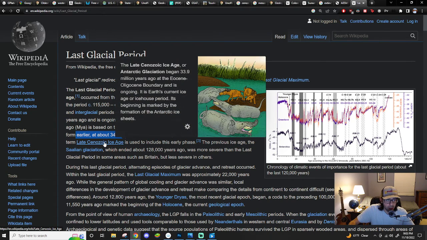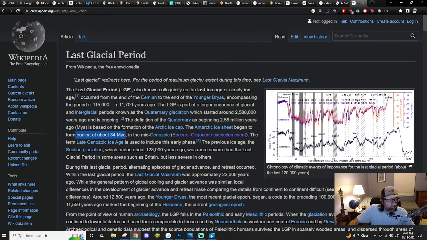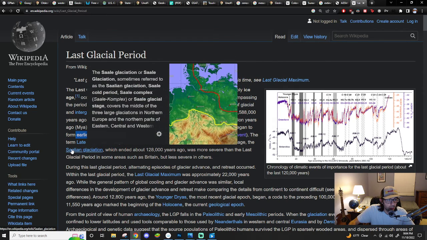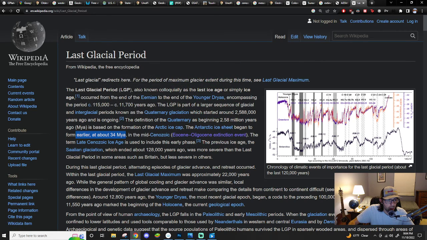Late Cenozoic Ice Age is used to include this early phase. Saale glaciation, sometimes referred to as Salian glaciation, covers the middle of the three large glaciations in northern Europe and northern Asia. It's more extensive than the last glacial period in some areas, such as Britain.